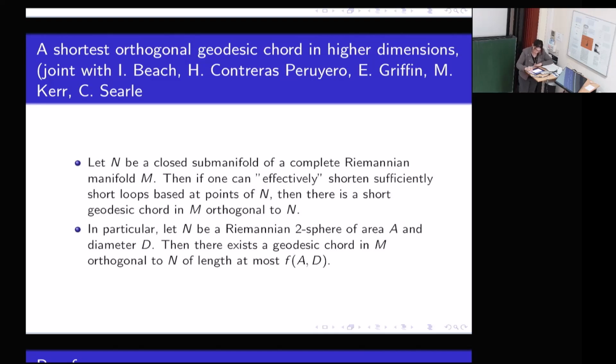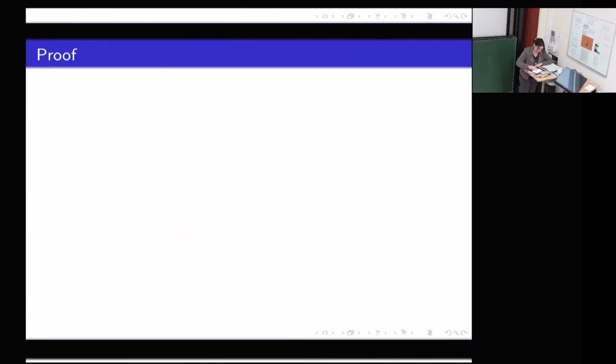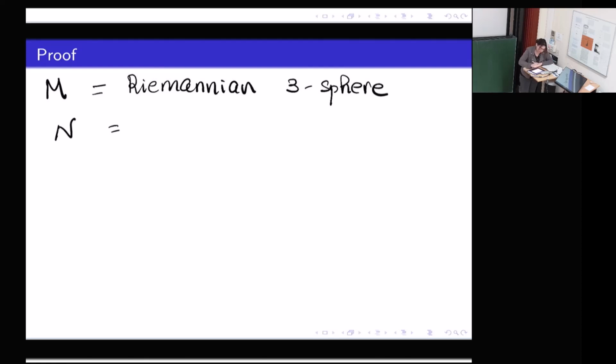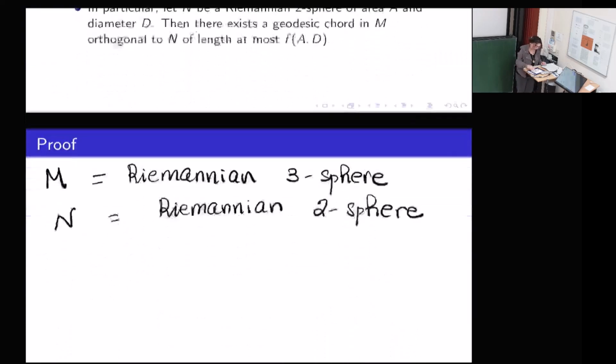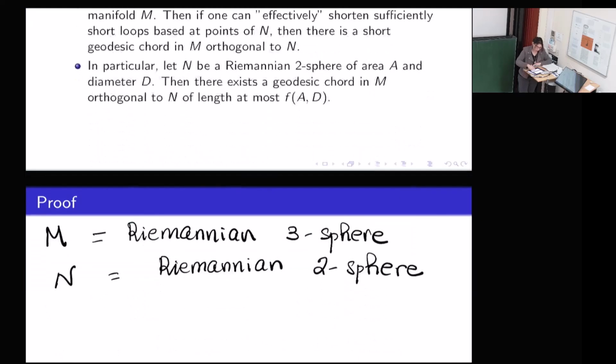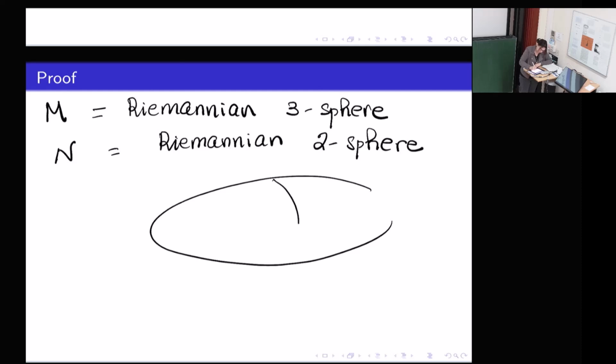And that's, we're going to discuss a situation where M is a Riemannian 3-sphere and N is a Riemannian two-sphere embedded in M. Okay, so in that particular case, you can estimate the length. Let me just draw a picture. So this is M, and this is N. And there will be a short geodesic chord, and its length will be estimated in terms of the diameter of M.